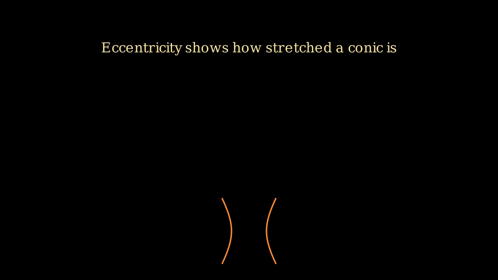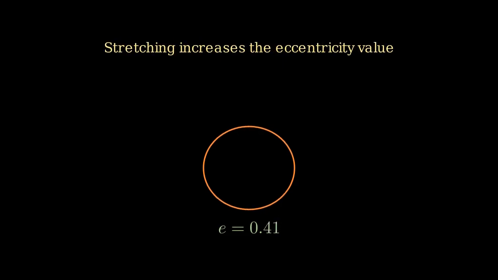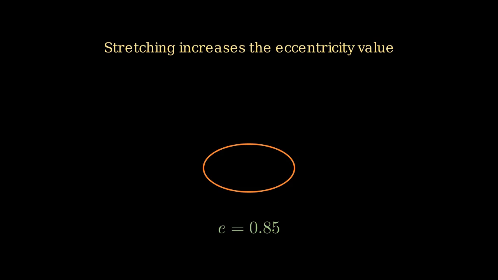Eccentricity is a number that tells us how stretched a conic is compared to a perfect circle. A circle has an eccentricity of 0, and the more stretched the curve becomes, the larger this number gets.